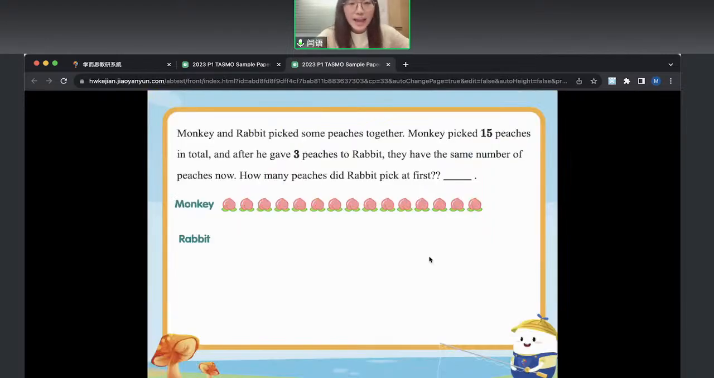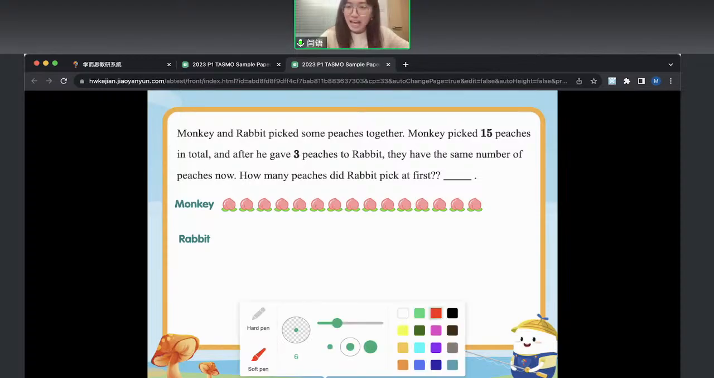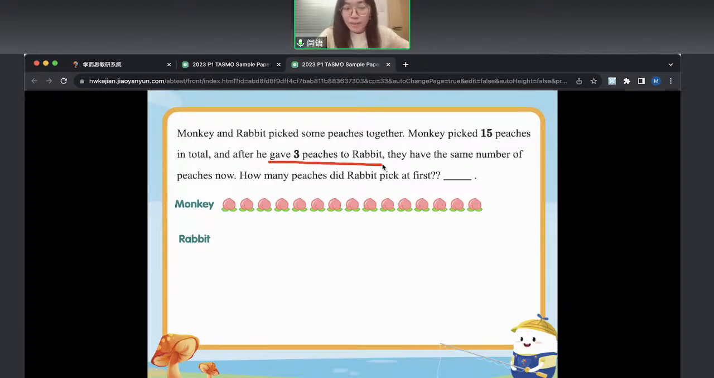Monkey and rabbit picked some peaches together. Monkey picked 15 peaches in total. And after, here everyone please underline the keywords. After he gave 3 peaches to rabbit, they have the same number of peaches now. How many peaches did rabbit pick at first? Any idea? What is your answer?